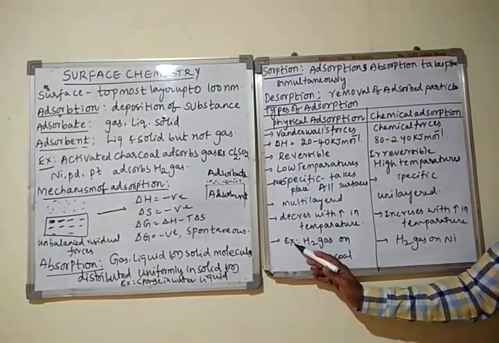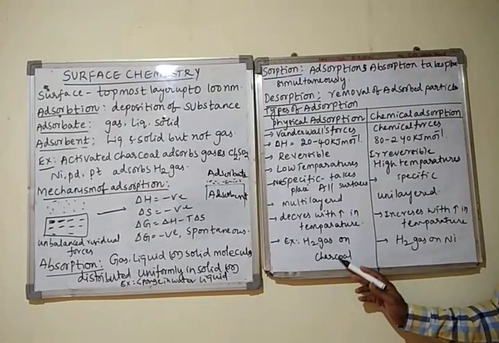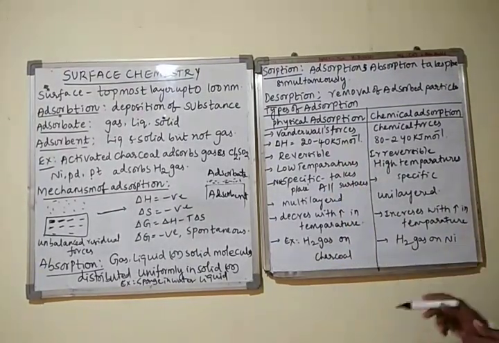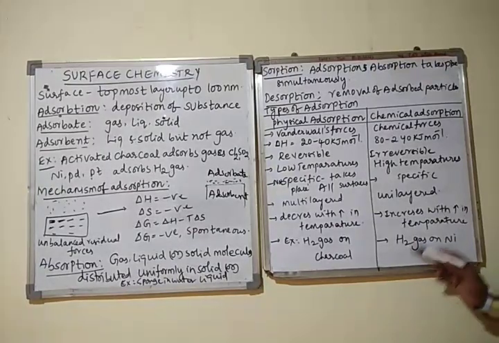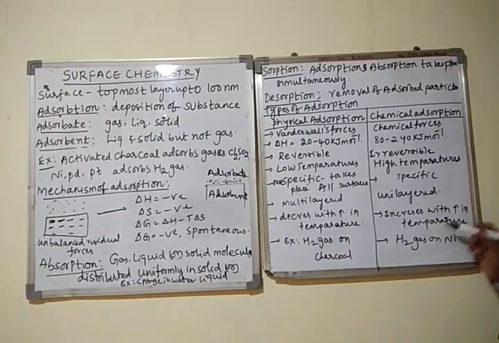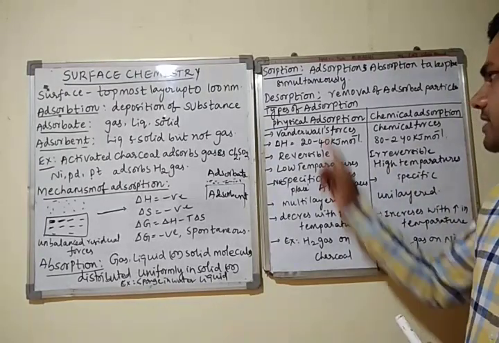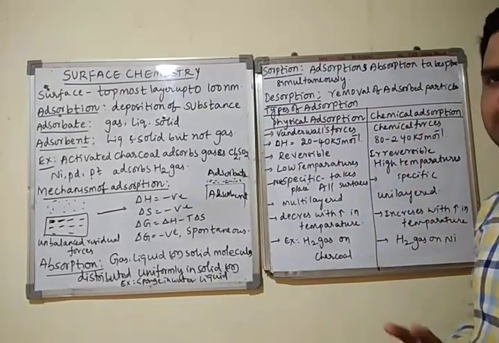An example of physical adsorption is hydrogen gas on charcoal. Hydrogen gas on nickel metal is an example of what? Chemical adsorption. So these are the differences between physical adsorption and chemical adsorption.